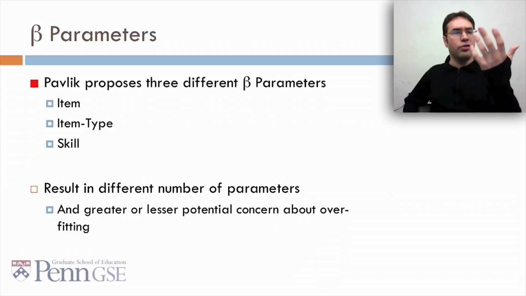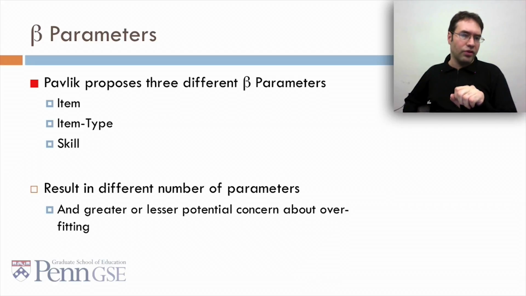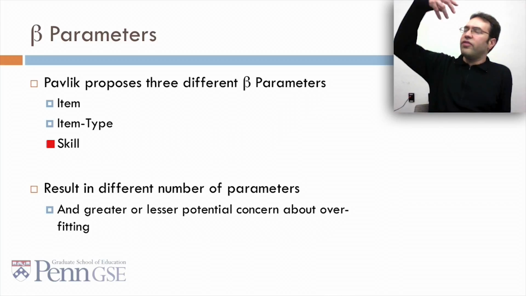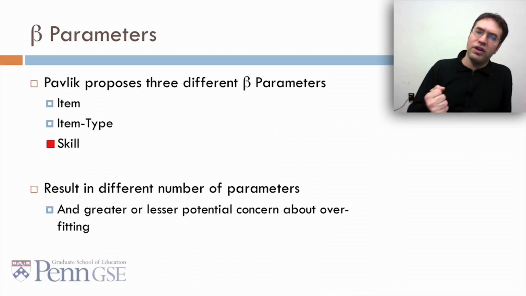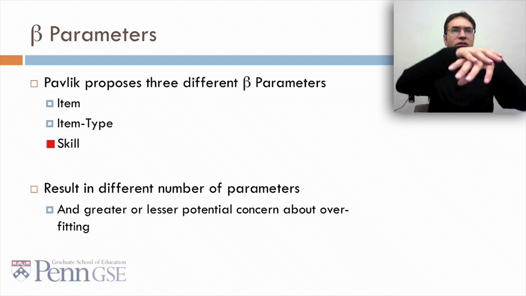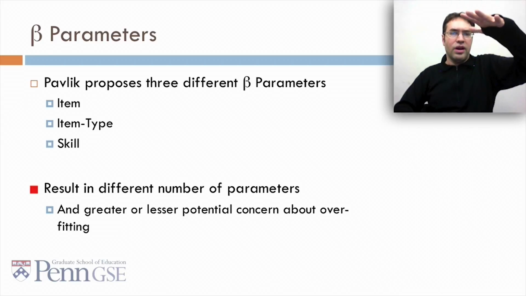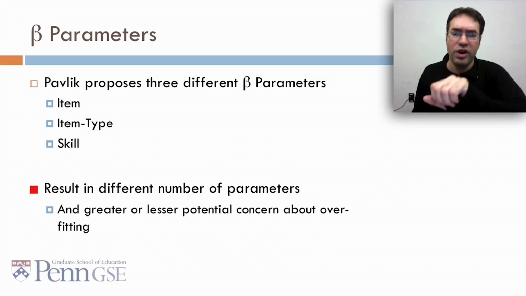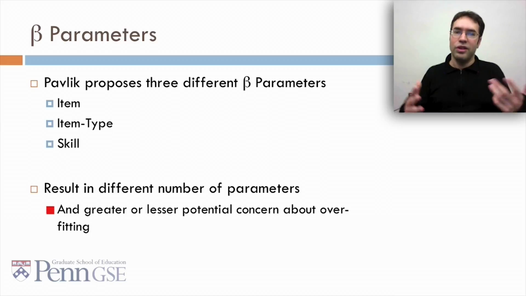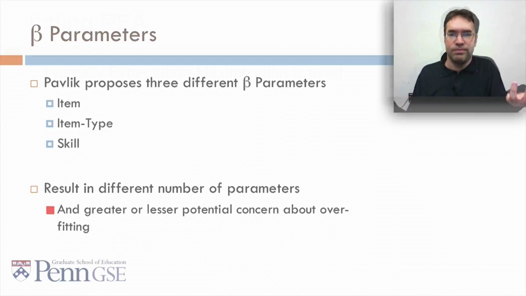So for beta parameters, Pavlik proposes 3 different beta parameters: item, item type, and skill. Is the difficulty something that each item has? Is the difficulty something that each skill has? Or are there types of items somewhere in between? These 3 approaches result in different numbers of parameters and greater or lesser potential concern about overfitting. The more parameters, the more risk of overfitting.